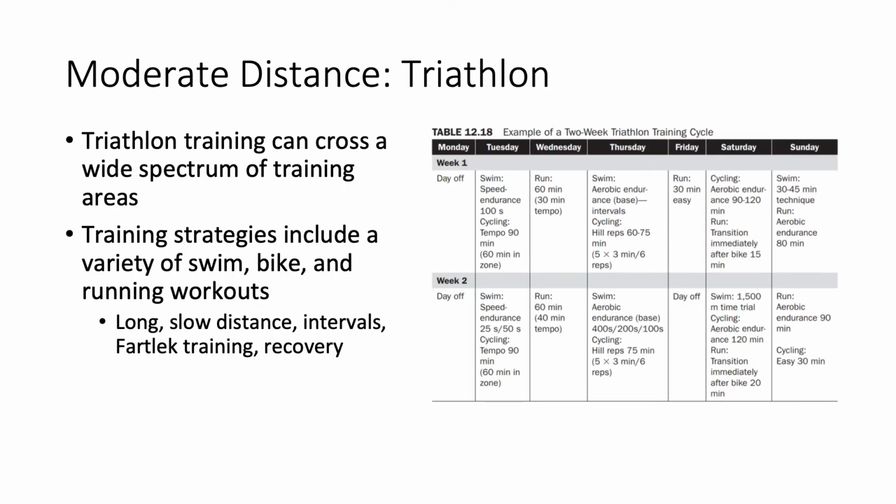Triathlon training can cross a wide spectrum of training areas depending on the distance of the competition. In all cases, though, training strategies include a variety of swimming, biking, and then running workouts. These training strategies also utilize long, slow distance, interval training, fartlek training, and also some sort of recovery time period or method. The example on the right is for 2 weeks of triathlon training.